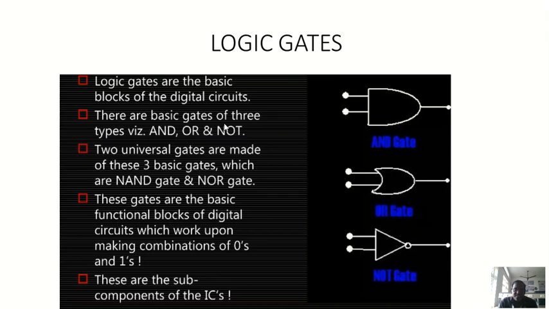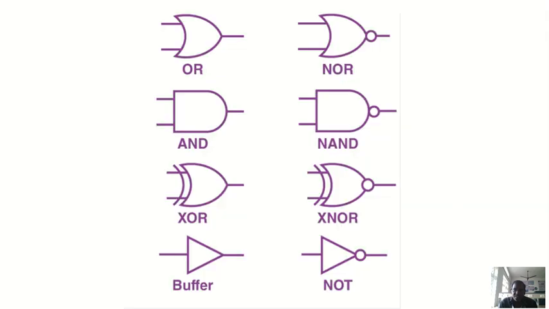There are three types of basic gates: AND, OR and NOT gate. Two universal gates are made by using the basic gates, which are the NAND gate and NOR gate. These gates are the basic functional blocks of digital circuits, which work upon combinations of zeros and ones. That is why it is digital. These are the subcomponents of integrated circuits.